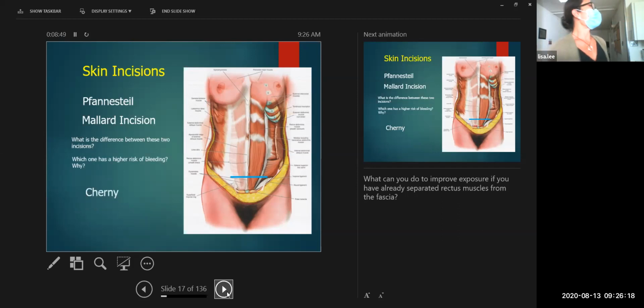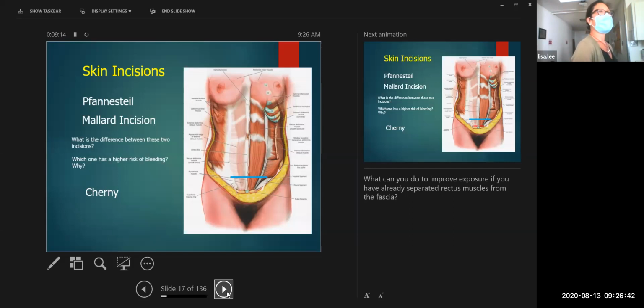Sorry. Okay, and then Cherney. Does anybody know what a Cherney is? So yeah, so it's the same skin incision. So the Cherney is something you can do. Say that you started with a Pfannenstiel, and you don't have enough space because she's got really good rectus abdominis muscles and you can't quite get the visualization you want. You can turn your Pfannenstiel into a Cherney by doing what?